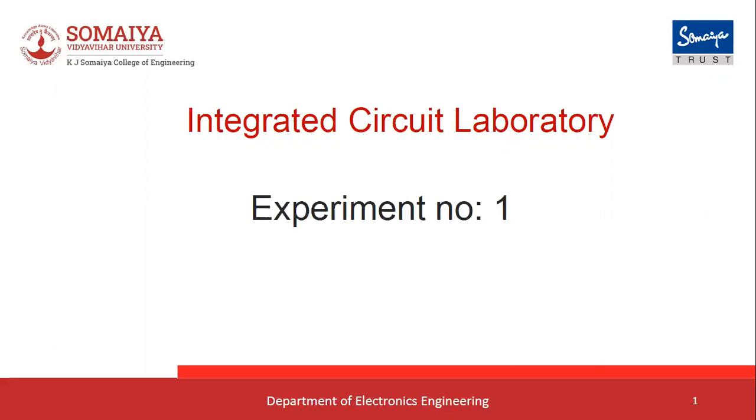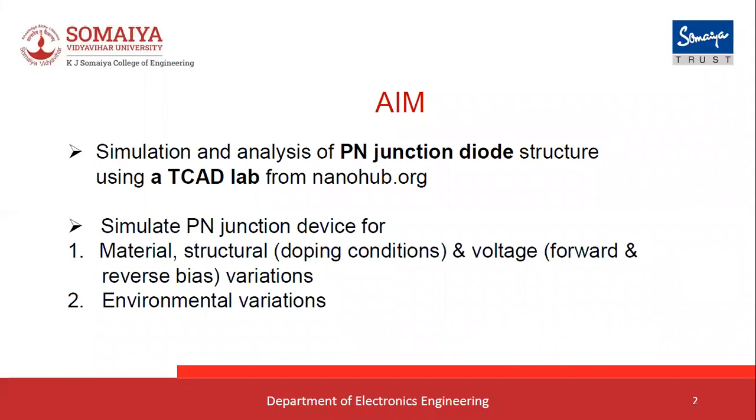So let us start. The first step is the aim. Let us understand the aim. The aim of the experiment is simulation and analysis of PN junction structure using a TCAD lab from nanohub.org. In this, we will simulate PN junction device for material, structural, and voltage variations. Also, we will simulate it for environmental variations. So let us start with the procedure.